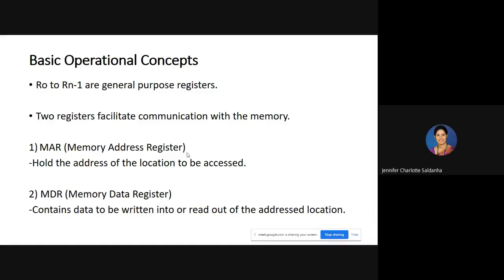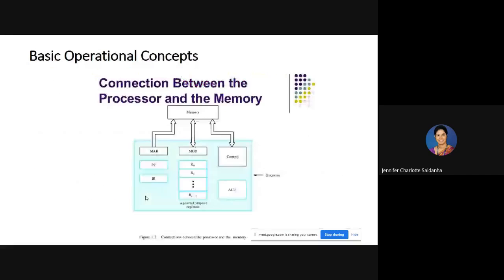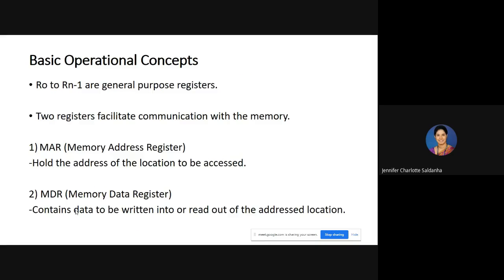MAR is the memory address register, which holds the address of the location to be accessed, right? It holds the address of the memory location to be accessed. MDR is the memory data register, which contains data to be written into or read out of the addressed location, right? You have a bidirectional data bus connecting MDR to the processor. It contains the data which is either read from the memory or data which is written to the memory. So it contains the data to be written into or read out of the addressed location.